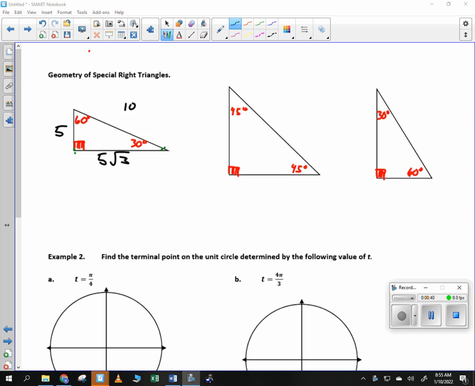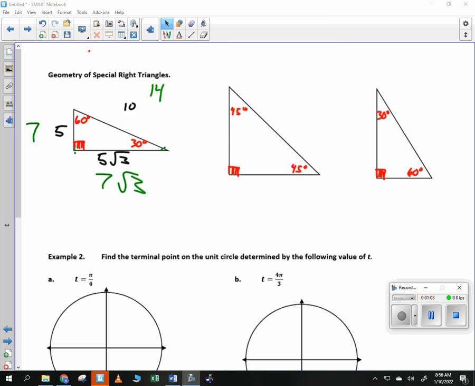Good? Okay. So what if I change this? What if, say, this side over here was 7? What would this side be? 14. What would this side be? 7 roots of 3. And that is always the case.